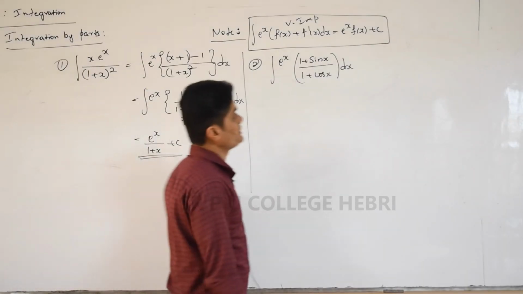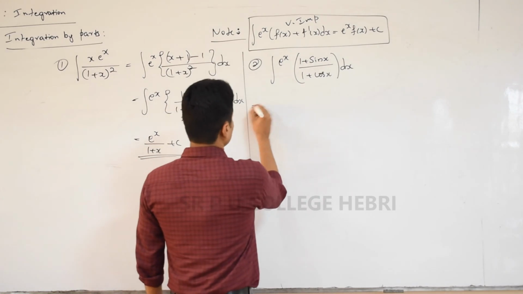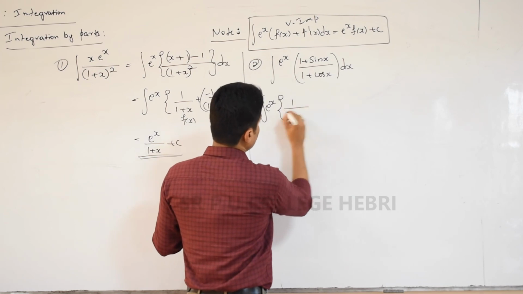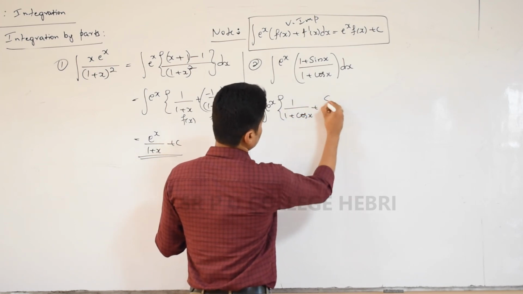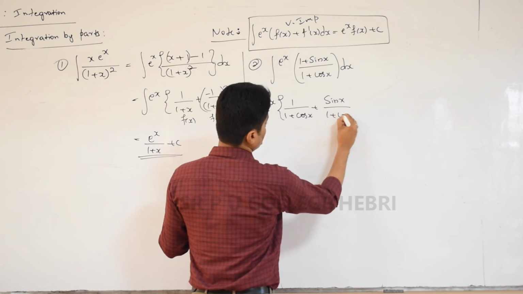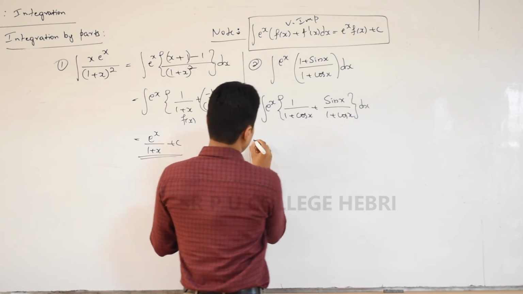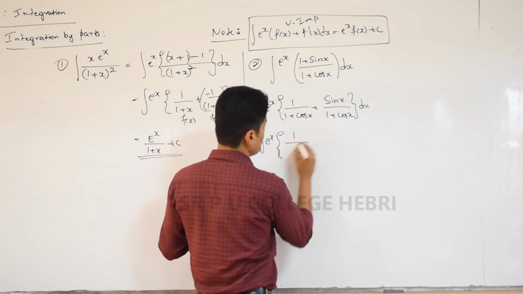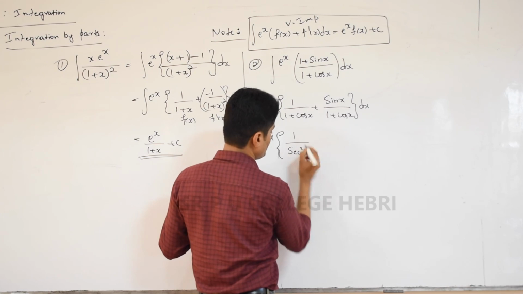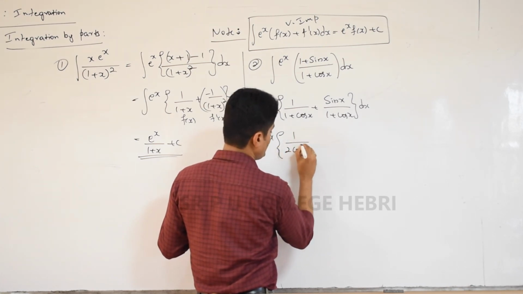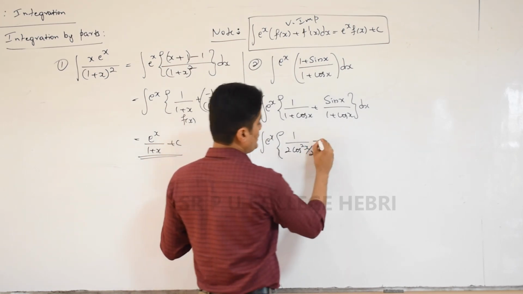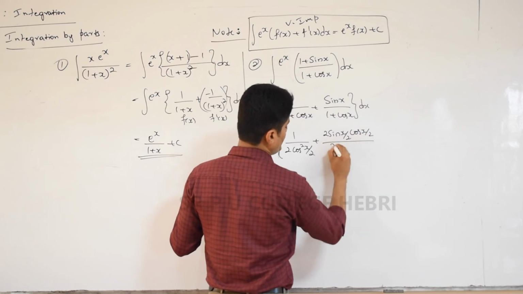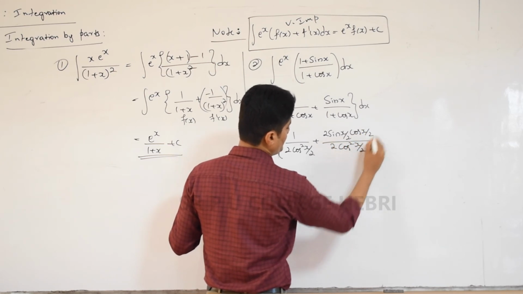Okay, e power x into 1 plus sin x by 1 plus cos x. See, you can solve it, keep e power x as it is. So use some trigonometry formula. First split into two parts like this, because you need two terms, f of x and f dash of x. Now this is nothing but e power x into, see, 1 plus cos x is 2 cos square x by 2, plus 2 sin x by 2 cos x by 2, divided by 2 cos square x by 2. Did you agree with me?